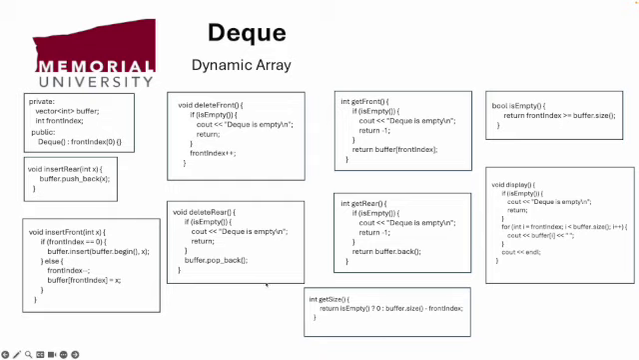Let's look at the generic Deque. This is implemented with a dynamic array. Let's take a minute to look through it together. Let's do the insert rear. We insert the value 10, and then we insert 20. For insert rear, we're just using push back, so 20 is pushed here.